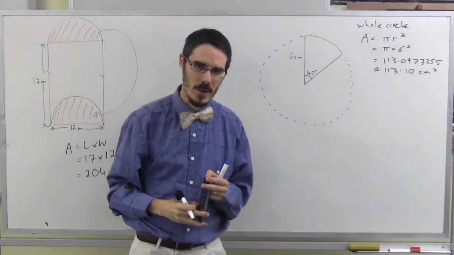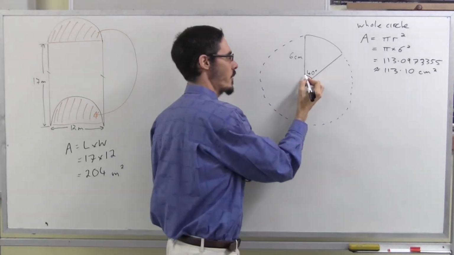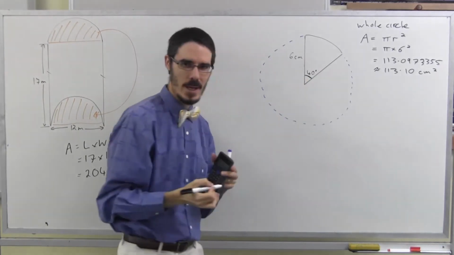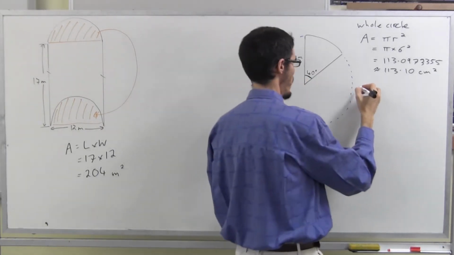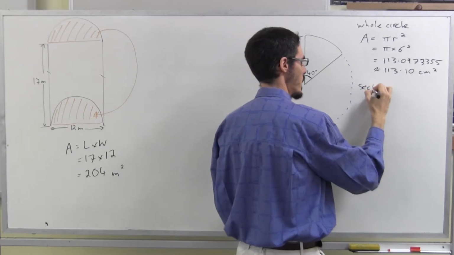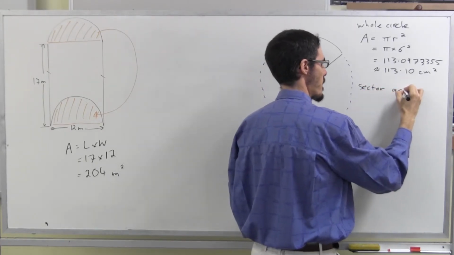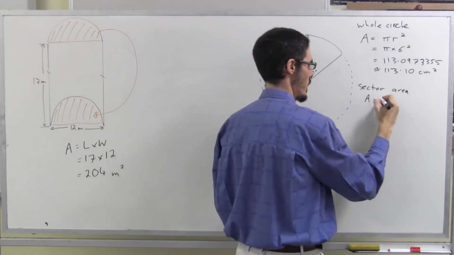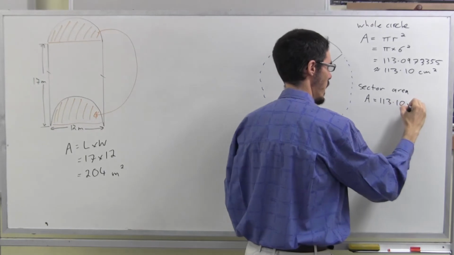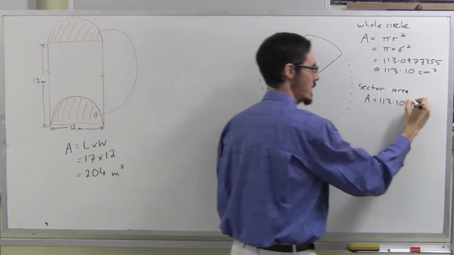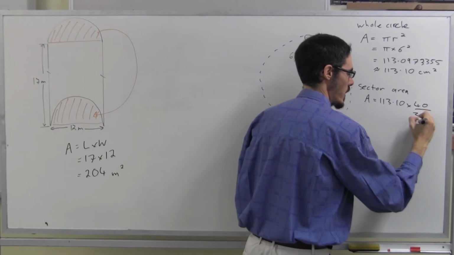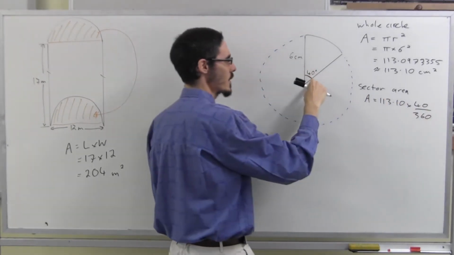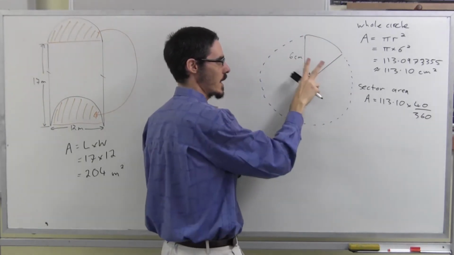But I don't have a whole circle. I've got 40 degrees of the circle. The whole circle would have been 360. So my area here, let's call it the sector area, A, is going to be this number, 113.10, times 40 degrees out of 360 degrees. This is the fraction of a circle that I'm interested in, just that part.